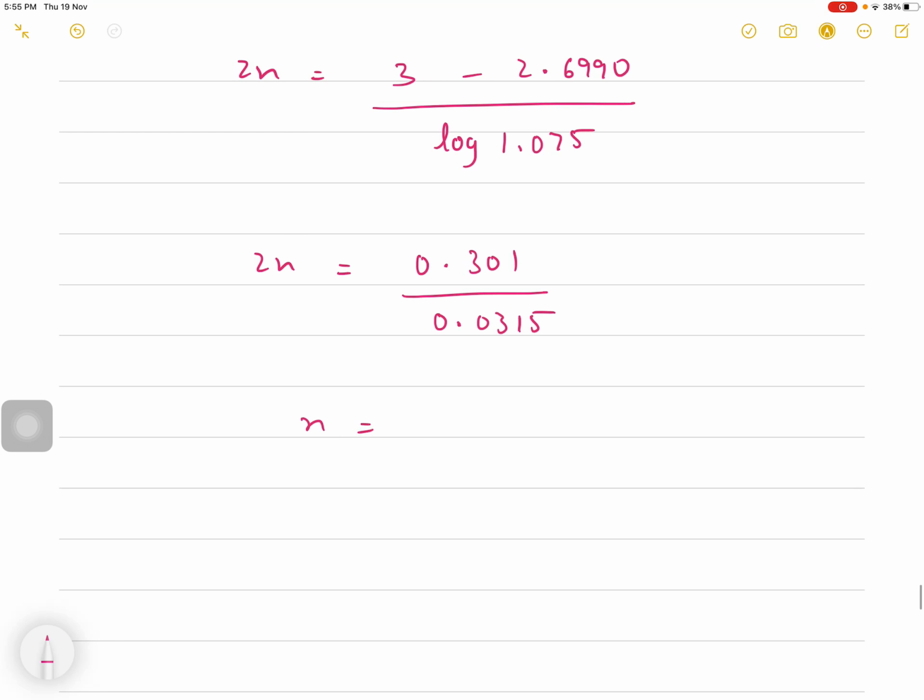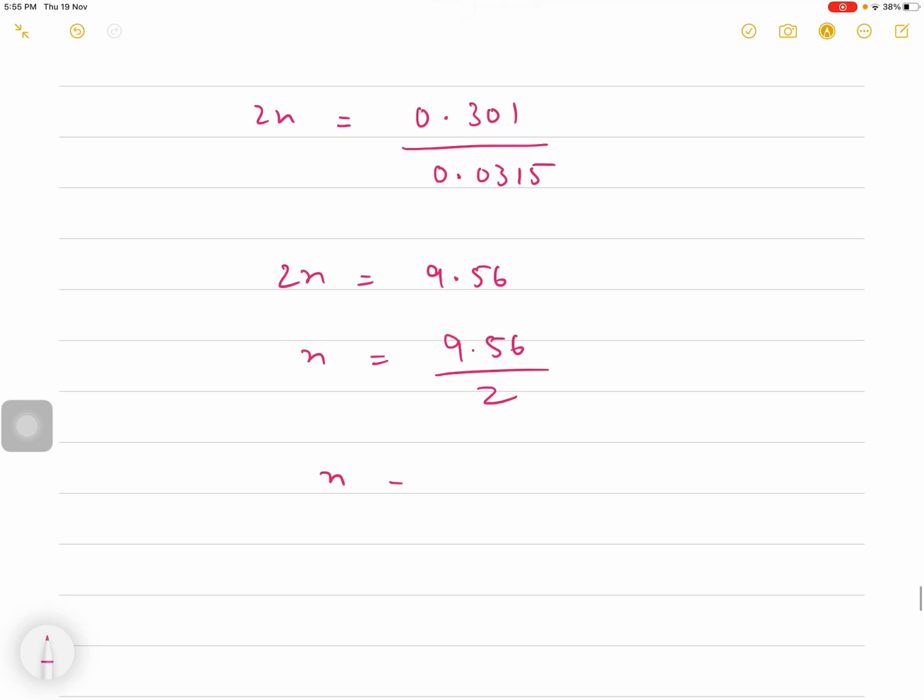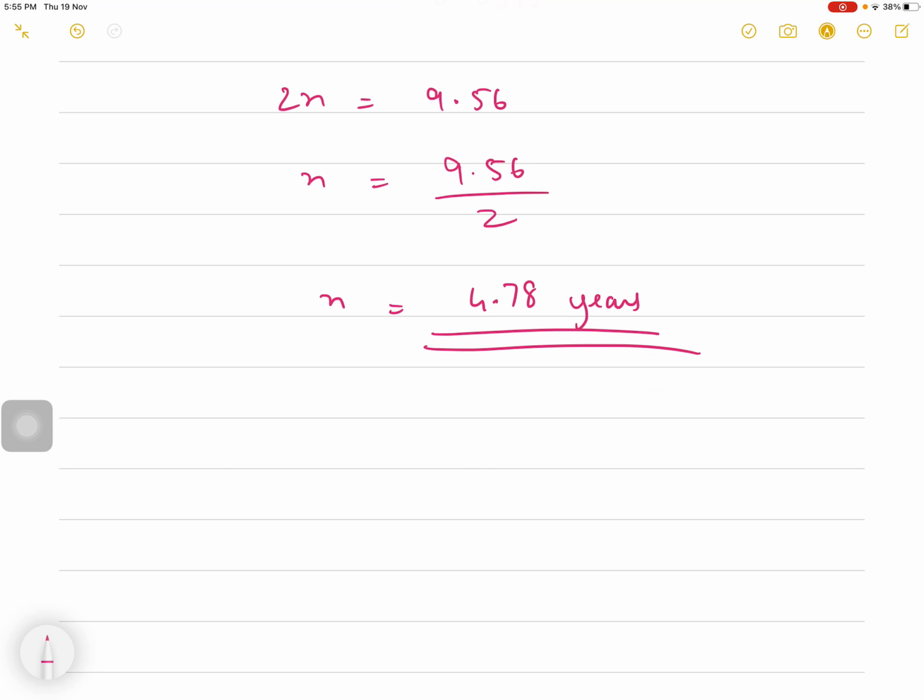So n is equal to, let's divide. 2n is equal to, this comes to 9.56. n is equal to 9.56 divided by 2. So n comes to 4.78 years. You can convert 0.78 into days.